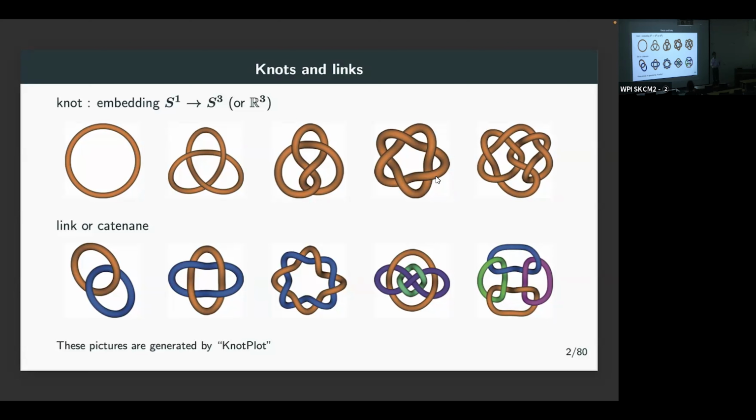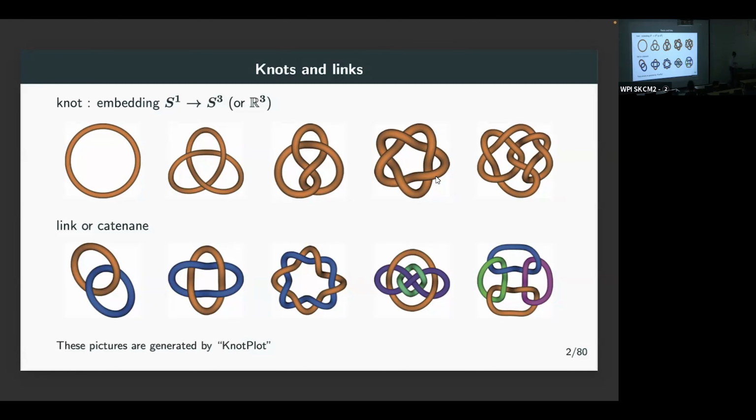And if you have multiple components, as in this figure, in this case you have two links. Those are called two-component links. And in biology or chemistry, sometimes it's called catenane, and this is called two catenane and three catenane and four catenane. So this is a three-component link and a four-component link.